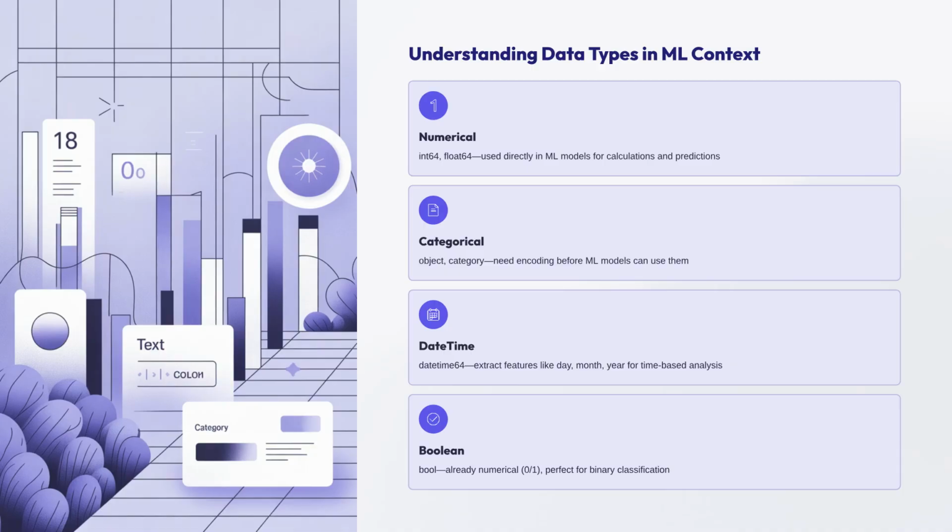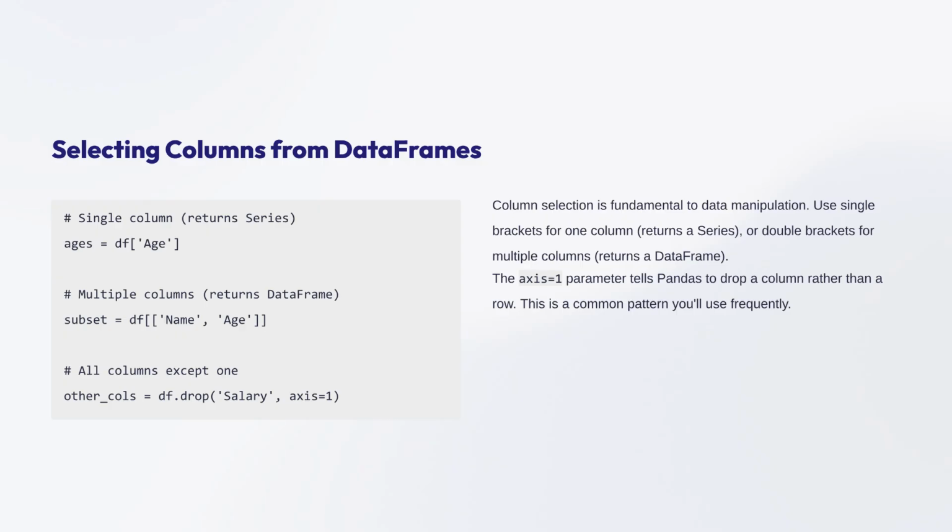Column selection is fundamental. Use single brackets to select one column, which returns a Series. Use double brackets to select multiple columns, which returns a DataFrame. You can also use `drop` with `axis=1` to remove specific columns.